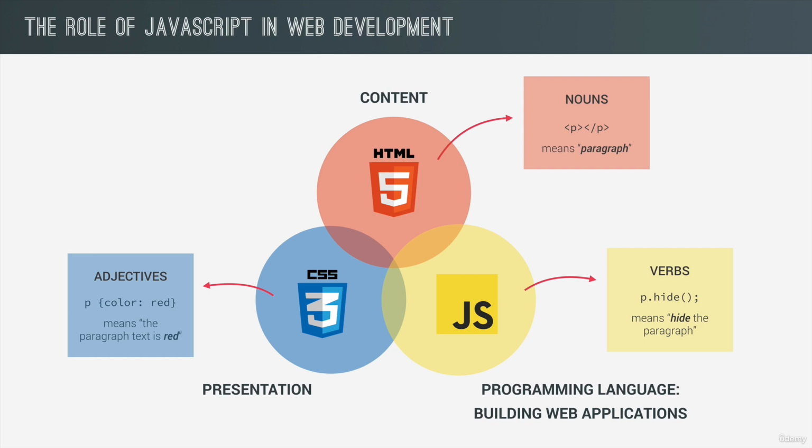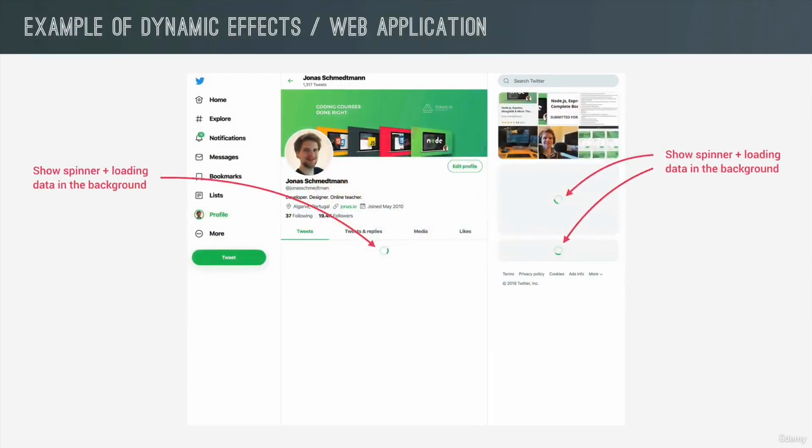Does that make sense? Now, since we've been talking a lot about dynamic effects and web applications here, let's now actually take a look at a real example to make it even more clear what JavaScript is capable of. And so this is the Twitter web application on twitter.com. And there is a lot happening as we open a profile page like this one. And so I thought that this was a very cool example.